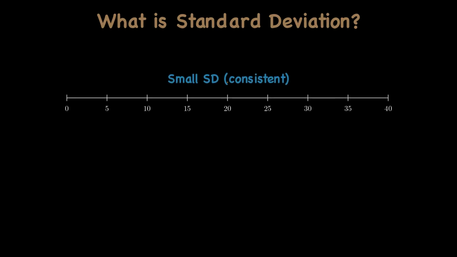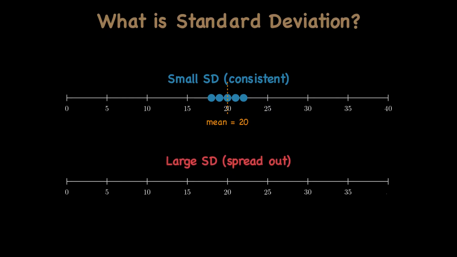Let me show you visually. Here are two data sets, both with a mean of 20. The top set has values clustered tightly around 20, small standard deviation. The bottom set has values spread far from 20, large standard deviation.